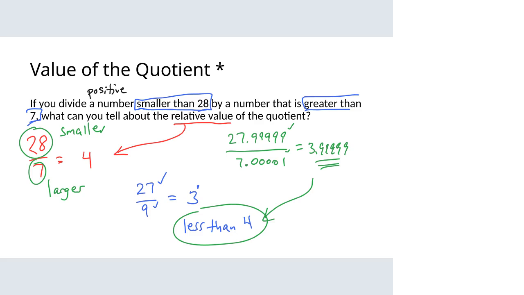And hopefully that was sort of the approach you took. You didn't have to use 27 and 9. You could have used a number smaller than 28 that's greater than 7. Okay, and I still get an answer less than 4. Every single time I'm going to get an answer that's less than 4. That's my baseline. And if I increase the top and decrease the bottom, the quotient is going to get smaller. That's the idea here.